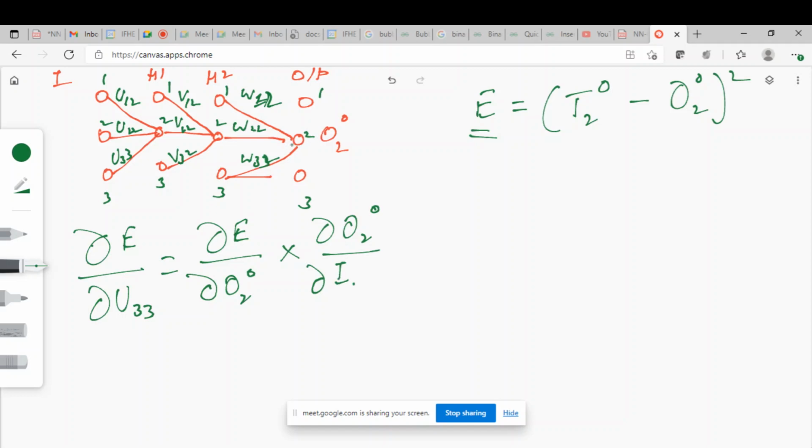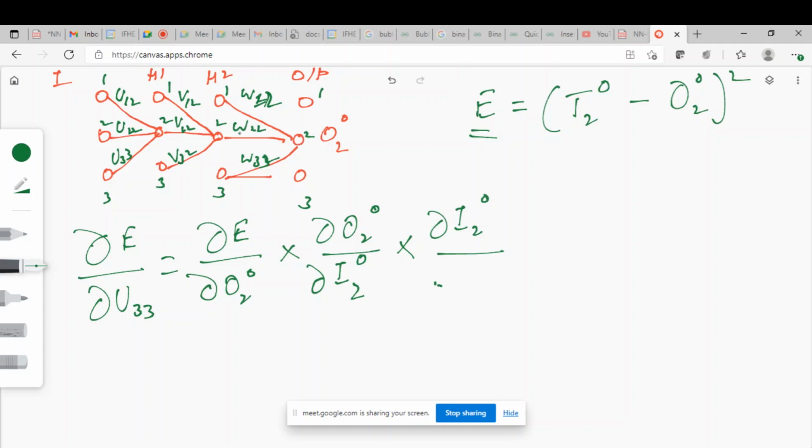So I2O. Okay, and this input, hmm. This input, yeah, this input depends on what? Leave the weight. Other apart from weight, it depends on what? H.